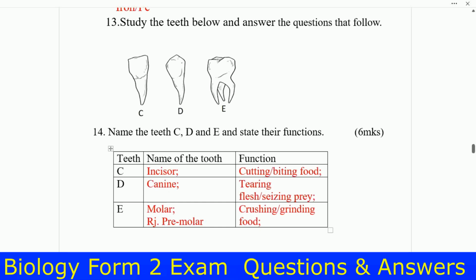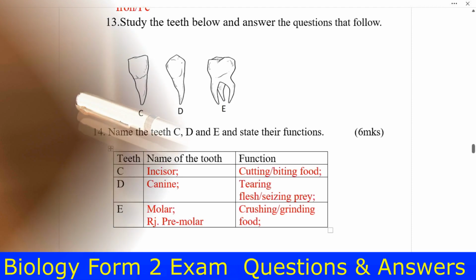C is incisor. It is used for cutting or biting food. D is canine. It is used for tearing flesh. And E is a molar. It is called molar. It is used for crushing or grinding food.